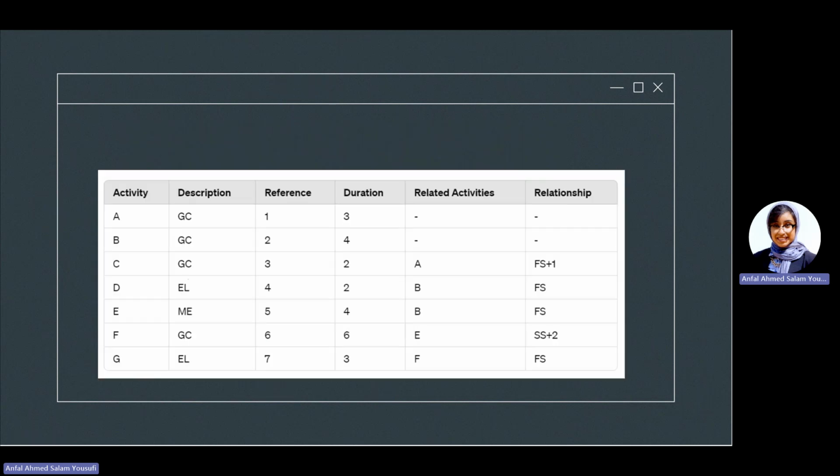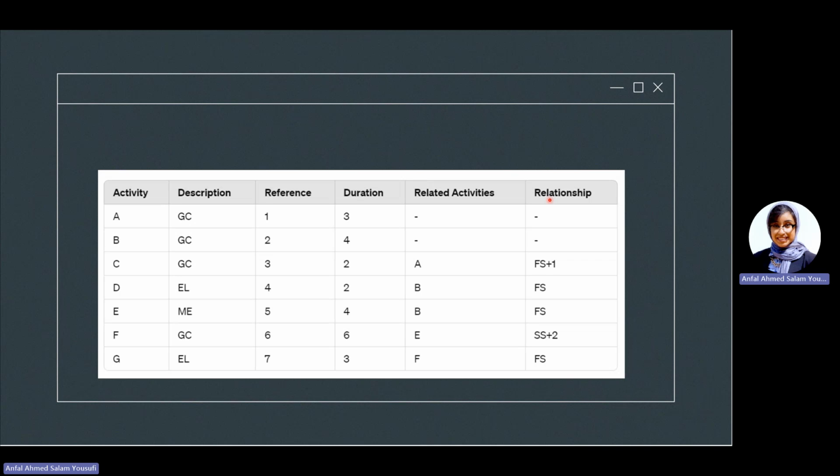So imagine we have these numbers in here, which basically are some activities. We could also have some description, references, and duration for every activity. If we do have any related activities, which is basically our predecessor, as we called it in ADM, and the relationship on the other hand.